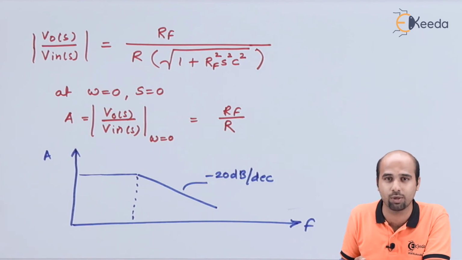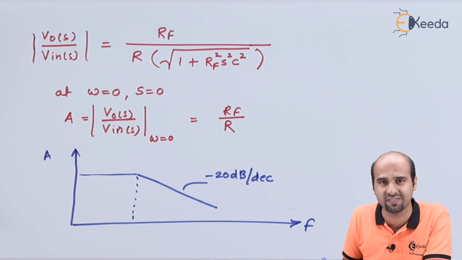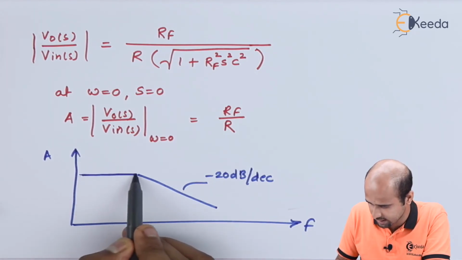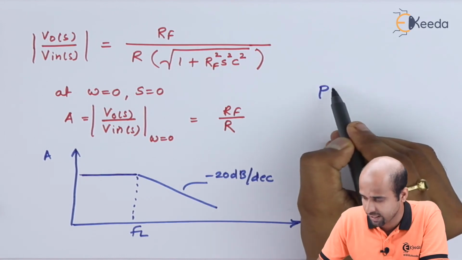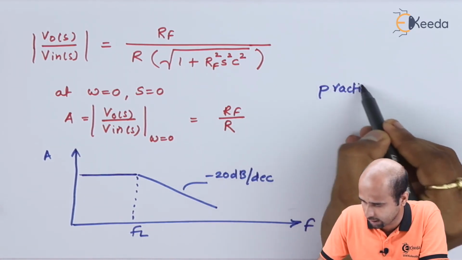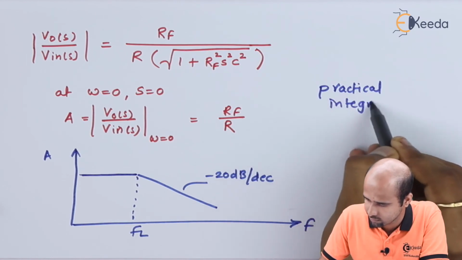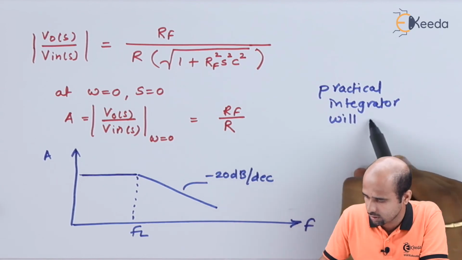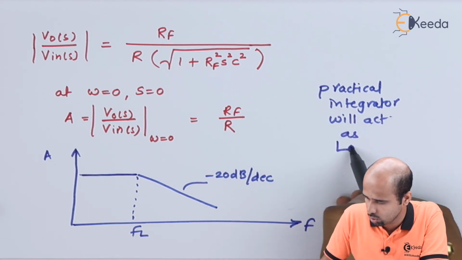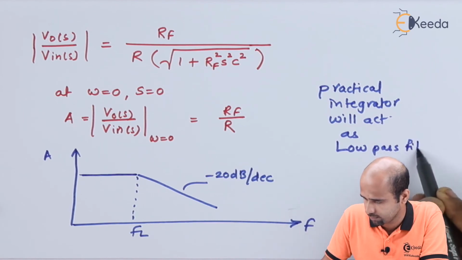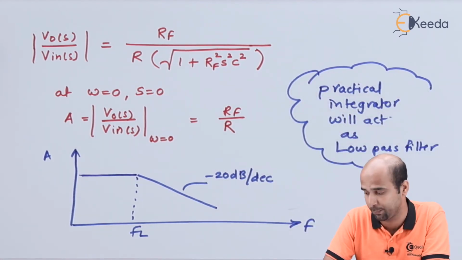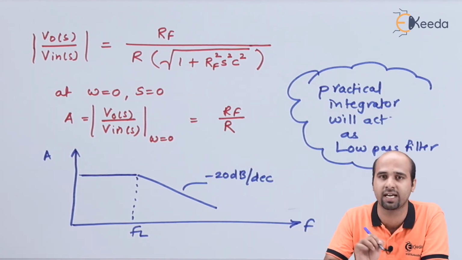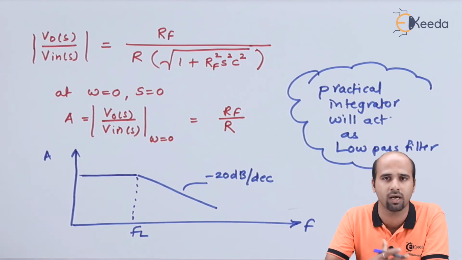Now one question again comes in your mind that this is a familiar looking graph, right? Just now we can consider this as a low pass filter, and that is why we can make a conclusion that practical integrator will act as a low pass filter. This is a very important concept in your objective type of questions as well. There are so many questions: practical integrator will act as low pass filter, band pass filter, and another few options. So you have to tick low pass filter. This is how we have learned the integrator.